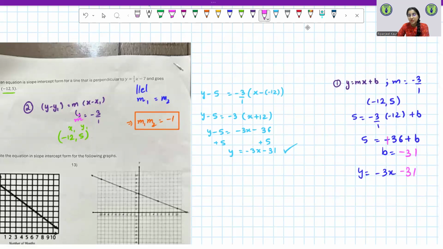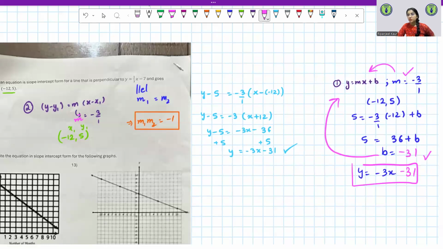See, what is done is negative 3 times negative 12 is plus 36, right? And we want to find out the value of b. So we'll subtract the 36 on both the sides, with which we got a negative 31. We subtracted both of the sides by 36, yes, we wanted to make the b alone. So we got a b value, right? And we got an m value. We just plugged it back again into it, and we got this equation, which we also got from here.